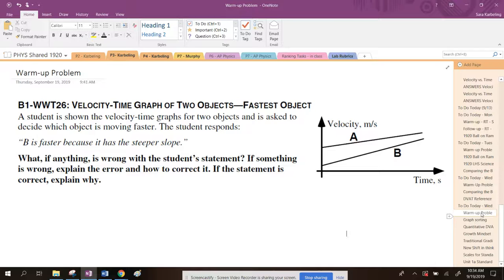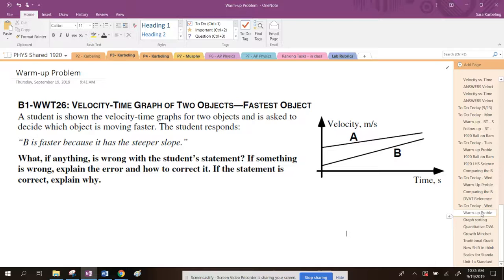So before I ask for answers, I want to let you know that I love this kind of question. This is the kind of question that allows me to tell if you really get something. Because not only are you looking at the graph, but you're looking at another person's opinion that's got an opinion and a reason. And you have to decide not only whether they're right or wrong, but why. Like, what are they thinking?